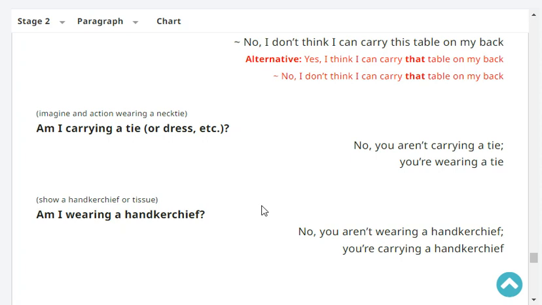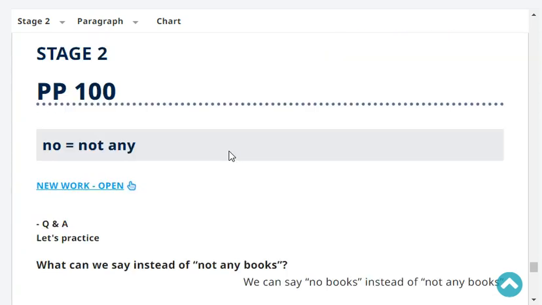Very good. Am I carrying a shirt? No, you aren't carrying a shirt. You are wearing a shirt. Very good. Am I wearing a watch? No, you aren't wearing a watch. You are carrying a watch. Very good. Okay, next.